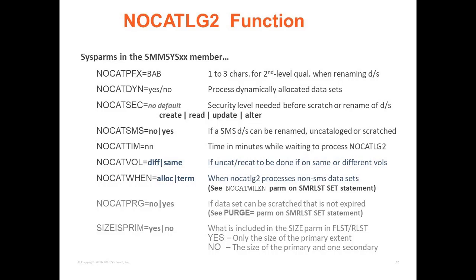The default is BAB. NOCAT SMS must be set to yes if the function is to successfully rename, uncatalog, or scratch an SMS managed dataset. NOCAT time can be used to extend the time frame of the recovery. Very useful if the system is very busy. NOCAT vol determines if the same volume or a different volume should be used for the uncat, recat of a dataset. The other parms were discussed in the RLST parm slide. The RLST parms can override any global setting.